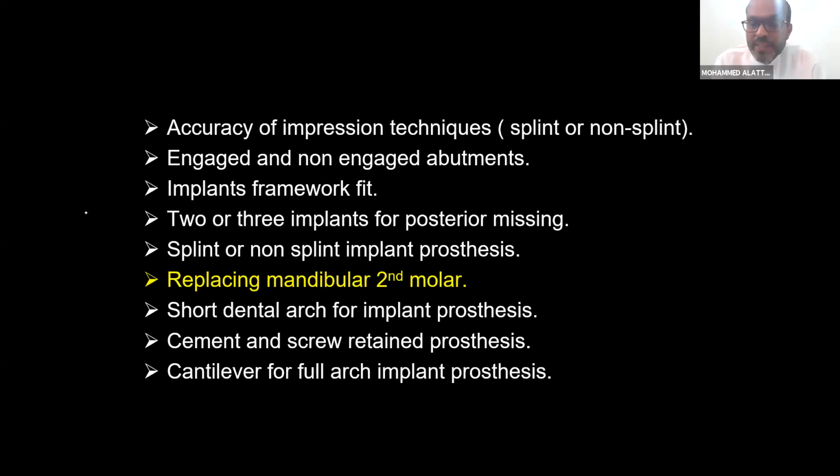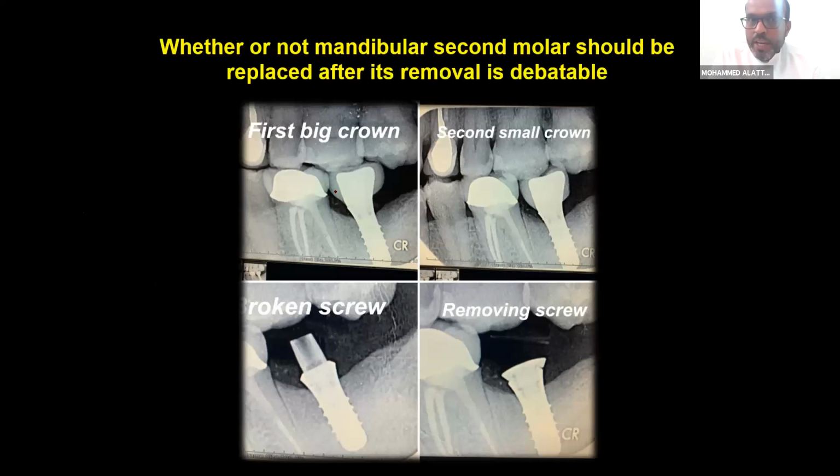What about replacing the second molar? Do we need to replace it? I will give you a scenario from one of my cases. After the implant was placed, we replaced it with a large crown. The patient ended up with a shaping problem and came back to us. We made a narrow crown, and he also ended up with mechanical complications, and we ended up with failed implants. Do we need to replace the second molar or not?